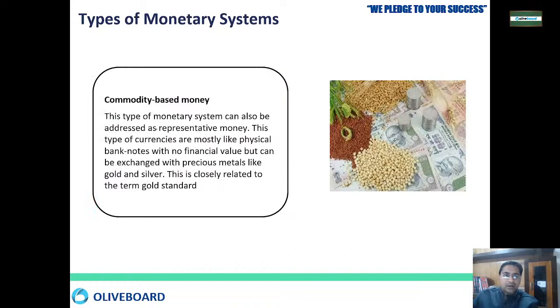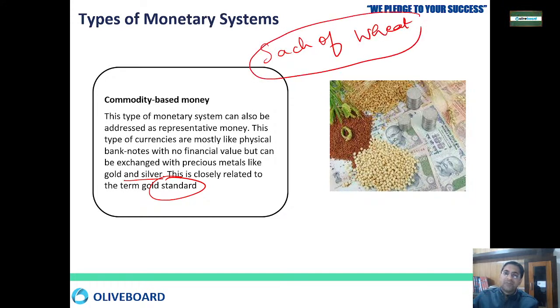So there are various types of commodities, like gold and silver. So standards have been given. Like if we have a sack of wheat, the value of the sack of wheat is decided based on how much quantity of gold you can get from that sack of wheat. Okay, so that is commodity based money.